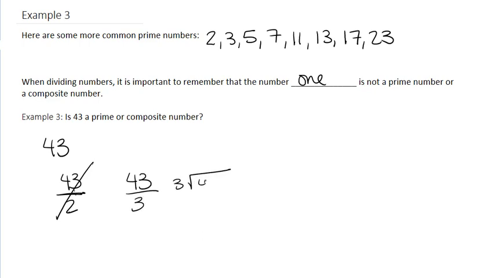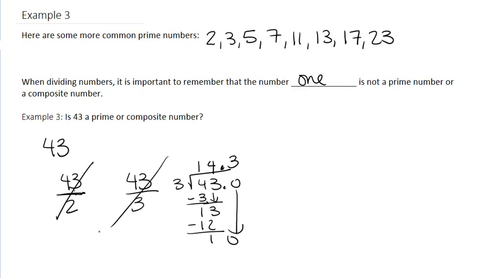So let's go ahead and look at this. 3 can go into 4 one time. So 3 times 1 is 3. Subtract, we get 1. Then we bring down the 3 to get 13. 3 can go into 13 4 times. We get 12. And we subtract, and we get 1. Now 3 can go into 10 3 times. And you can see that we're going to keep going, and therefore we can say that 43 cannot be divided by 3 as it's not a whole number.